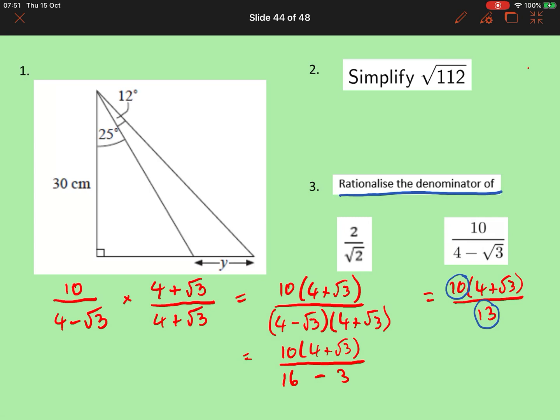Okay? So I hope that all makes sense. If you don't know how to deal with surds, you don't know how to simplify a surd, you don't know how to rationalize the denominator, you need to learn. Okay? That's a very, very important skill that will be on the exam.